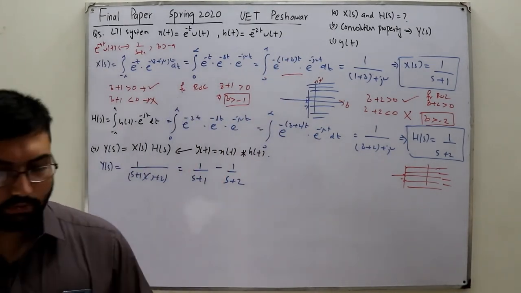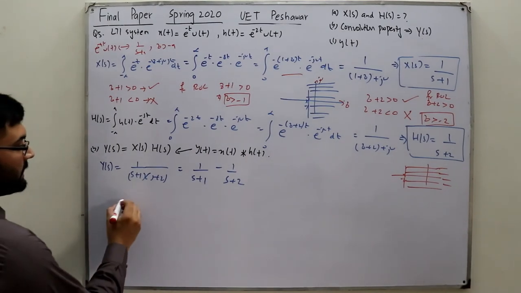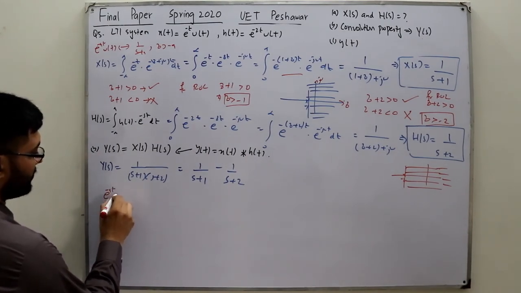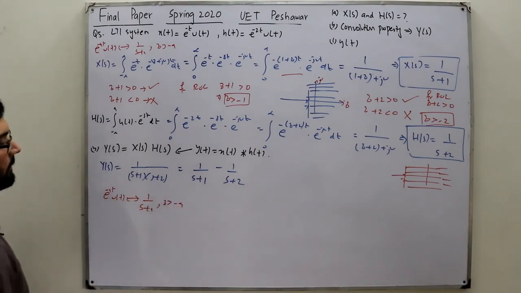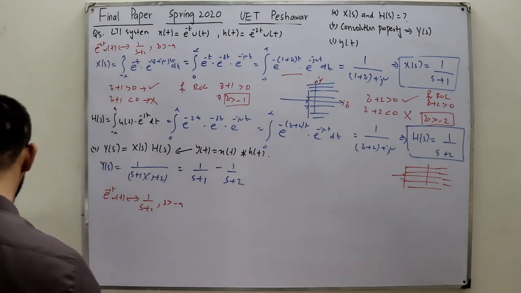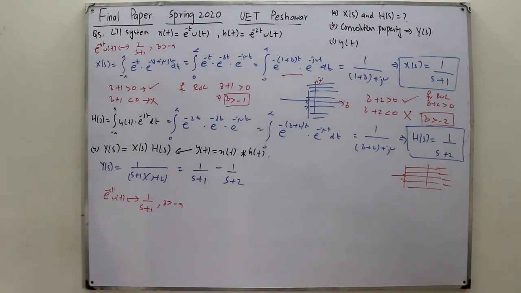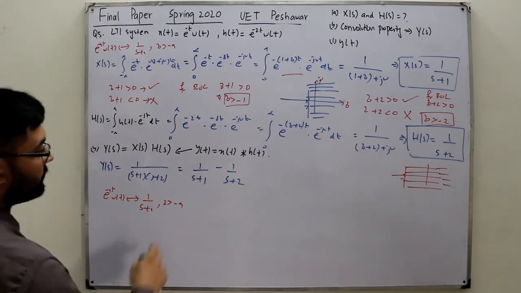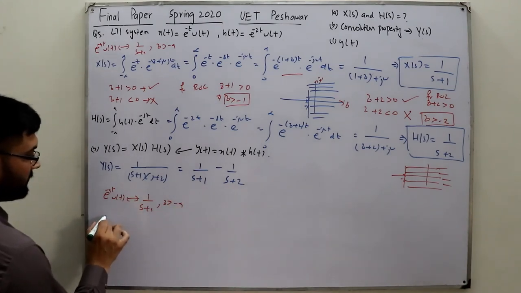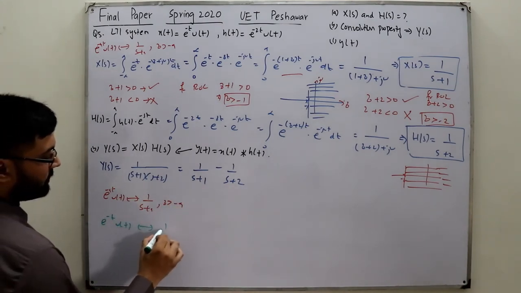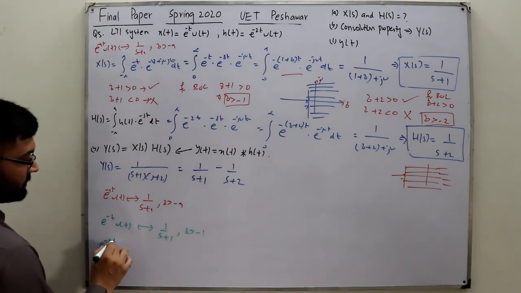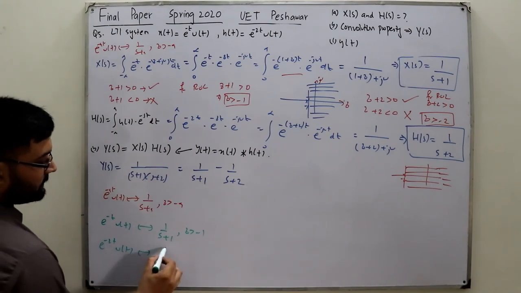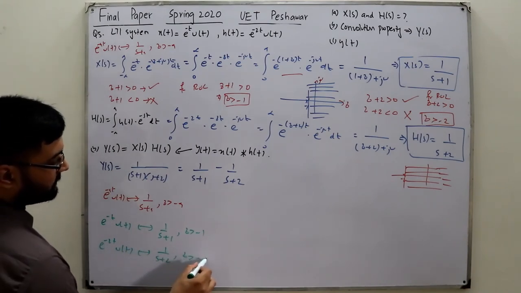So what do you have for that? For that we have an exponential of negative at u of t giving 1 over s plus a with sigma greater than minus a, right? If I write it separately, exponential of negative t u of t is for 1 over s plus 1 with sigma greater than minus 1. Similarly, exponential of negative 2t u of t gives 1 over s plus 2 with sigma greater than minus 2.